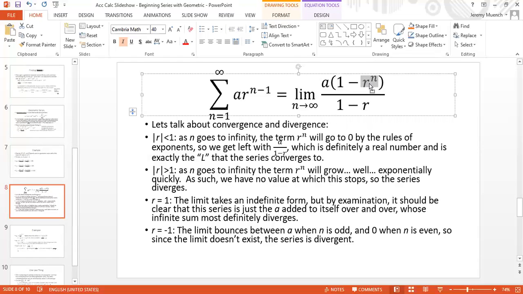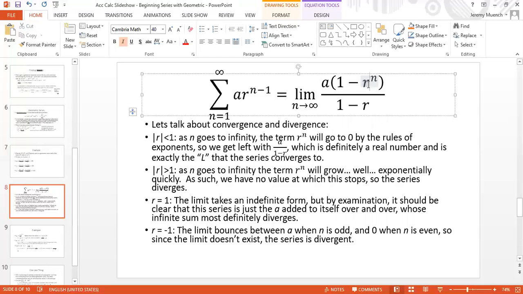If r equals 1, then this is just 1, and you end up taking an indeterminate form, but you can resolve this by factoring, by L'Hopital's rule, or whatever. It really doesn't matter. The point is that it's going to be clear that the series is just going to be a added to itself a bunch of times over. So that is an infinite sum. It definitely diverges. Really nothing more needs to be talked about.